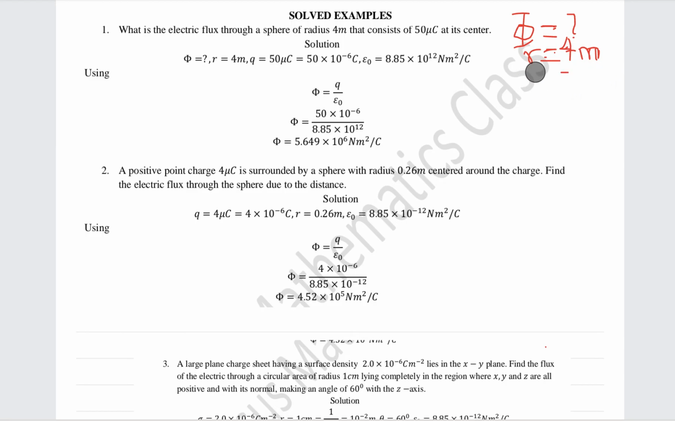Let me clean this part so that I will make it more clear. All right, so we have our Q. Our Q is 50 micro. This micro sign means multiply by 10 raised to the power minus 6. All right, so now applying it to our formula, we are going to have, what are we going to have? Now, based on what we have here, this is a direct question, and we are looking for phi.